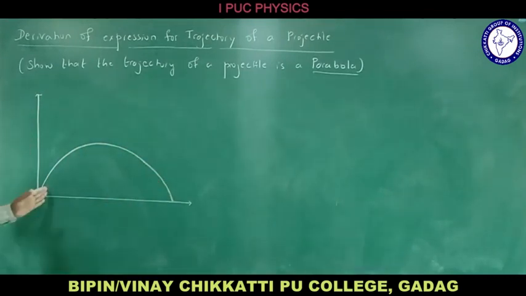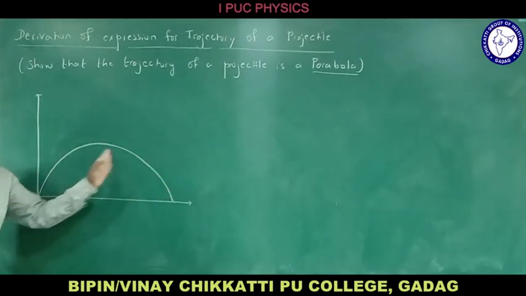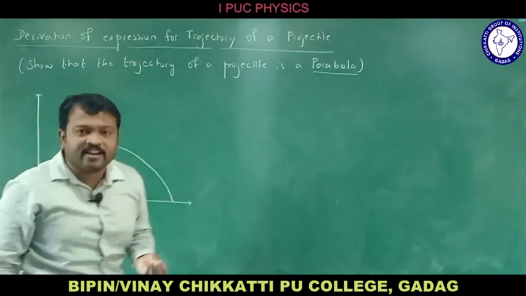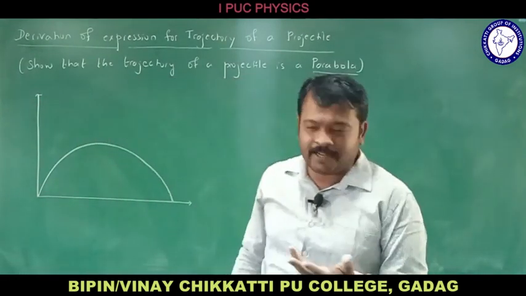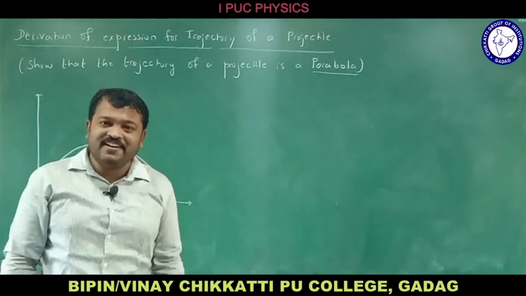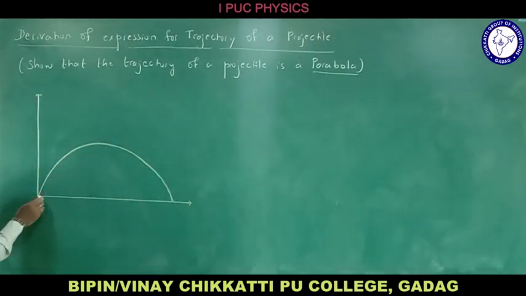A projectile means an object thrown in air. It travels this path, and this path is called the trajectory. And I am finding the equation of that now. If the object is thrown, let me write its parameters. What is this velocity? Let me call this velocity the initial velocity.